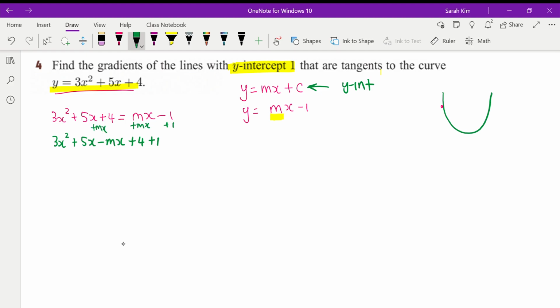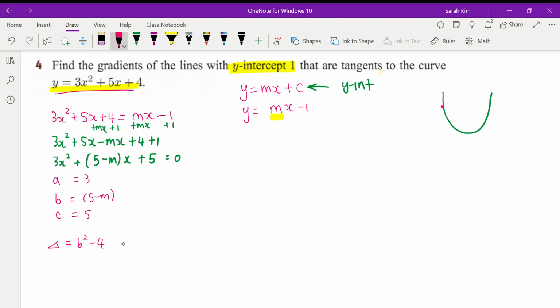Hopefully you guys followed that. Then I simplify it, 3x squared. Again I factorize out the x, so 5 take m goes in the bracket, and then it's just 5. So let's find my a, b, and c. A is 3, b is 5 take m, c is 5. So let's find my discriminant.